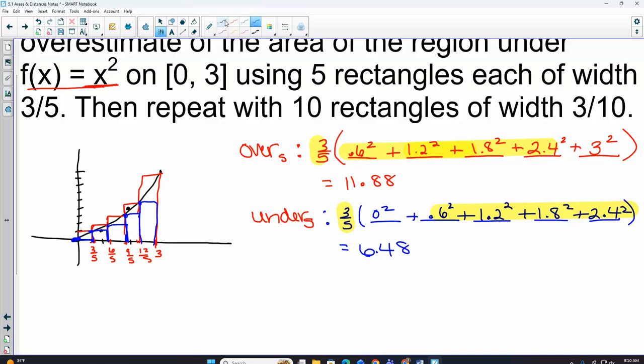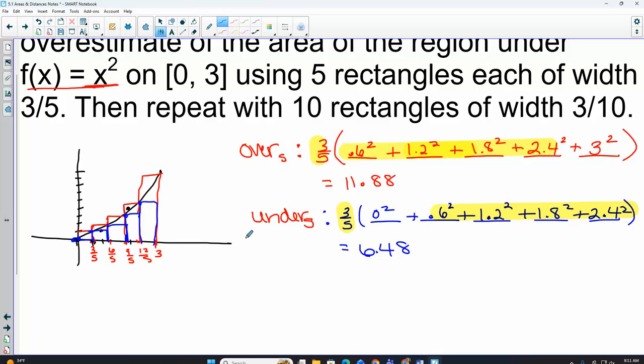Sometimes these are also called left and right hand sums. So the left hand sum was what turned out to be our underestimate here. We have the interval 0 to 3/5, we started with the left hand point. And so that means we ended before 3. The right hand sum would be starting at 3/5 and using the right hand point. So you go all the way to 3.